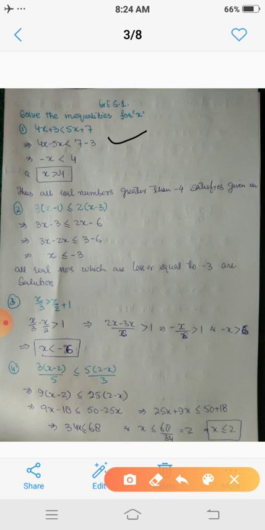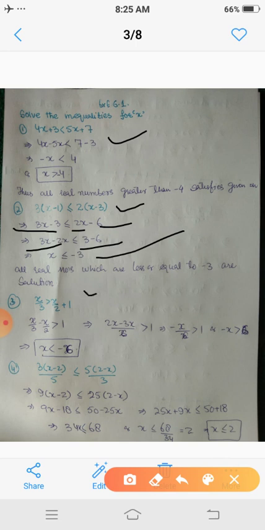Now the second one is 3(x - 1) ≤ 2(x - 3). Here this inequality is a slack inequality because we have the equality sign also. By simple multiplication on both sides we get 3x - 3 ≤ 2x + 2 × (-3), that is -6. Now arranging these terms, it is 3x - 2x ≤ 3 - 6, that is x ≤ -3, which implies that all real numbers which are less than or equal to -3 are the solutions of this inequality.